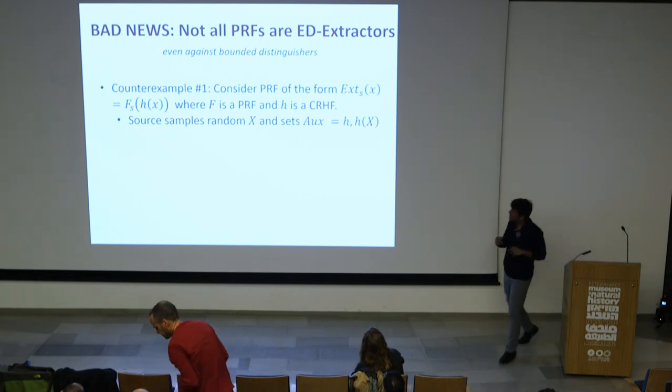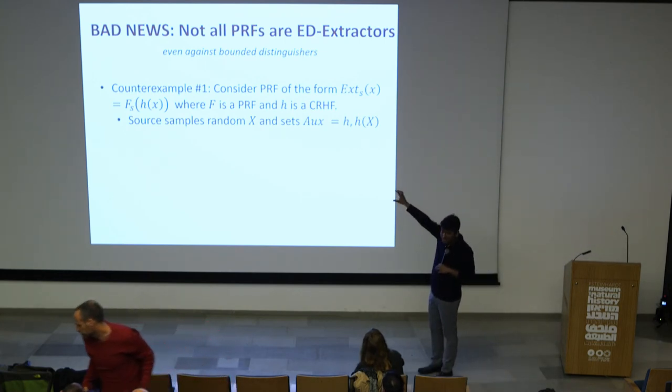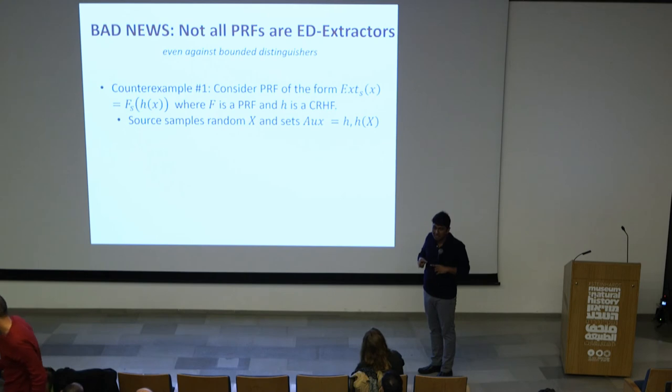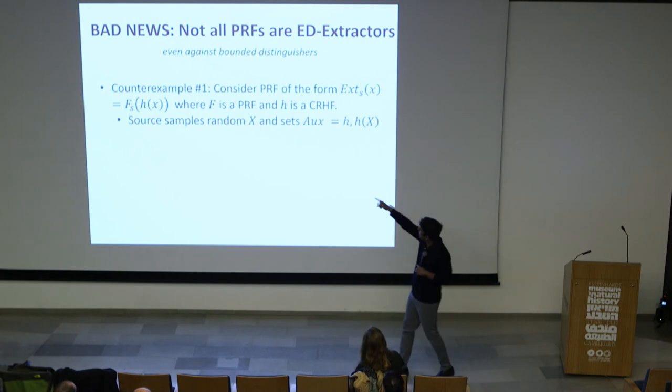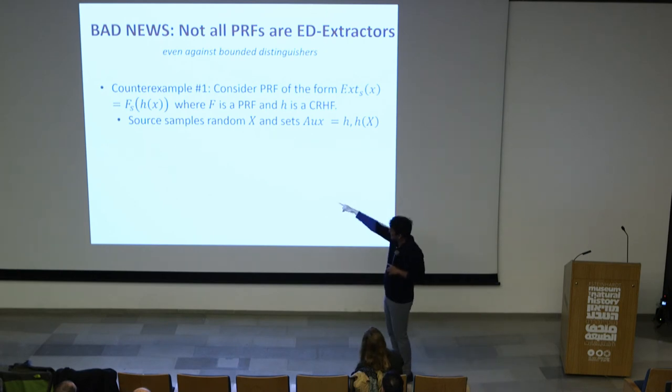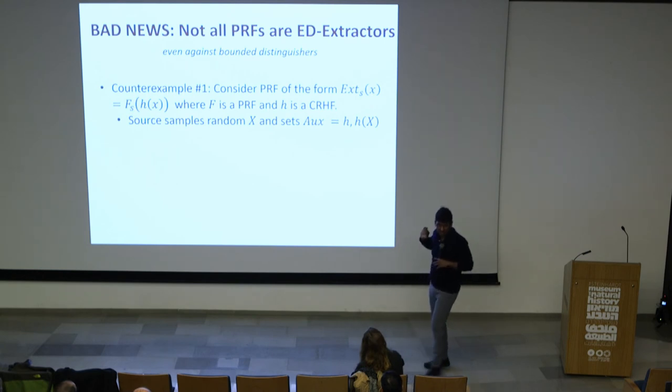And now what is the source? The source samples a random X, and then the auxiliary information is the hash of X. So now, conditioned on the auxiliary information, the source has enough entropy, it's all good, right? And then you're stuck. Okay, why? Because now if you apply the extractor, which is fs of h of x, it is something that you can predict from the auxiliary information alone. So that's not good.